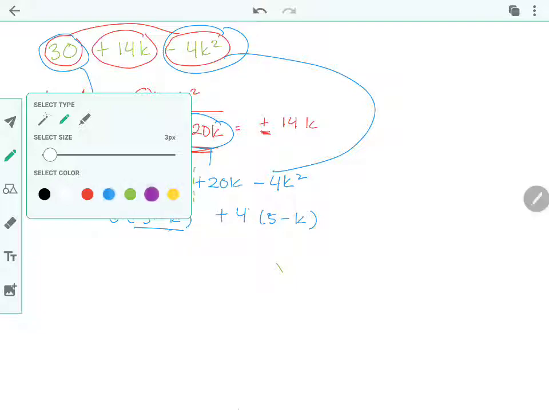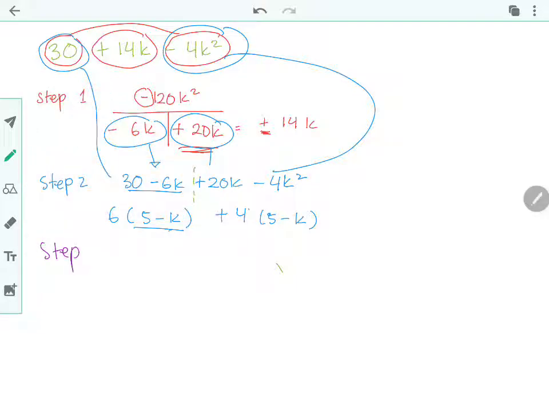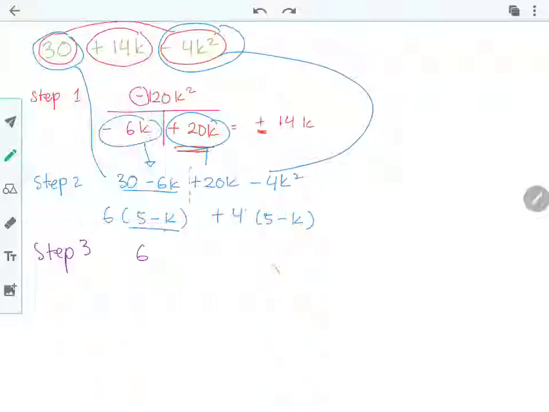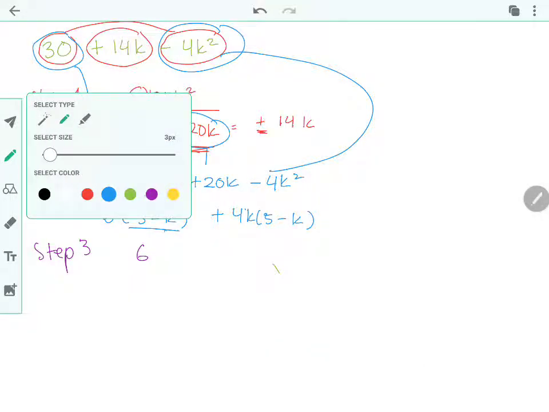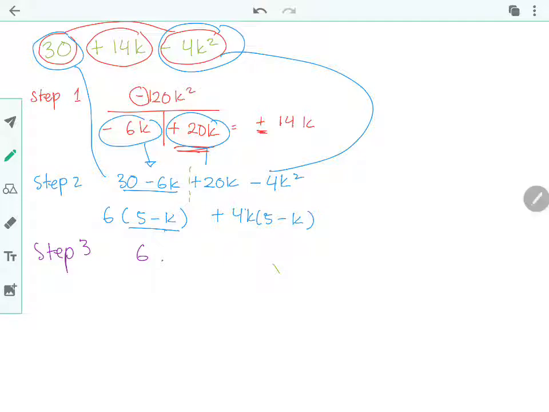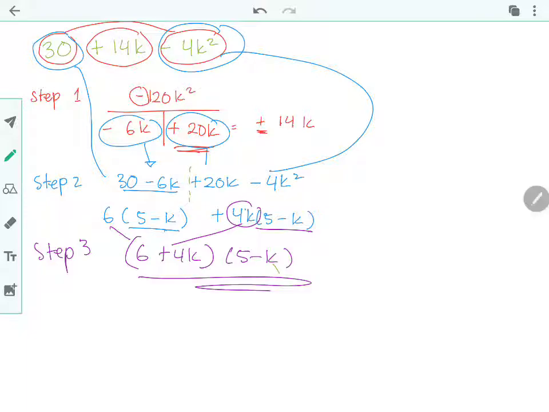So the last step, step 3, you need to write it, it's 6. Oh, by the way, I forgot to put the k here. Oh, my bad. Now, perfect. I just need to write this 6 here and the 4k here. 6 plus 4k multiply by this 5 minus k. That's all. I hope you will understand the explanation. See you in class.